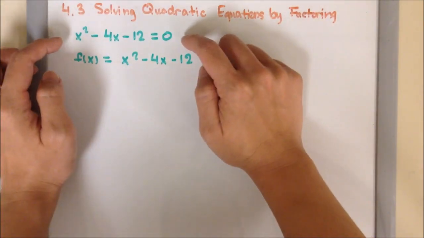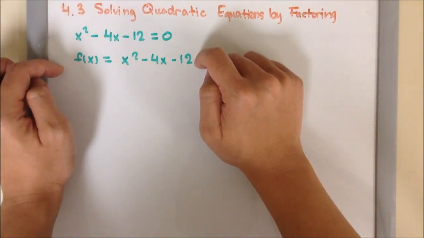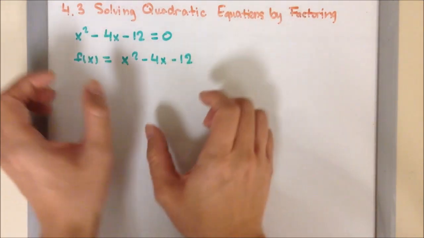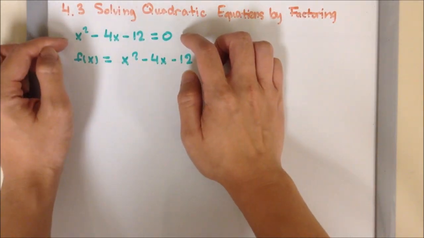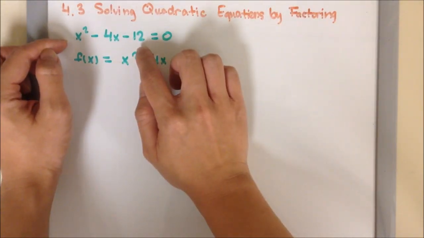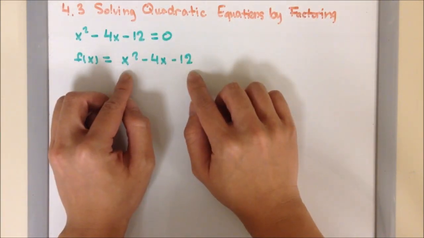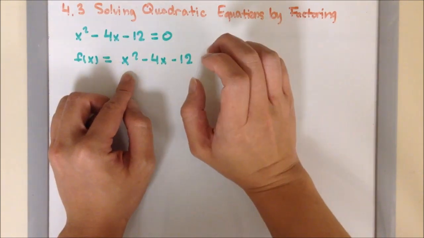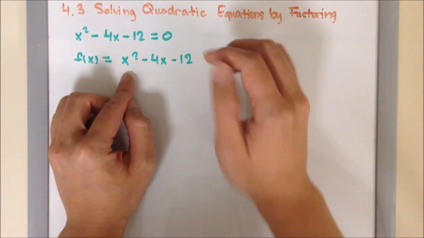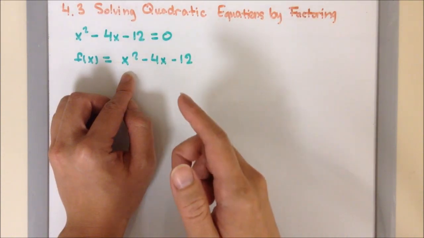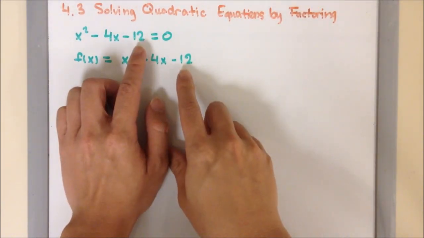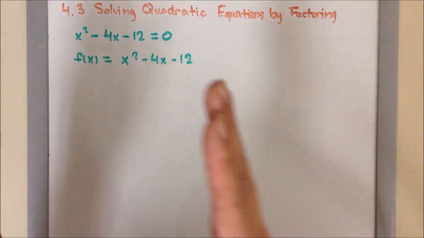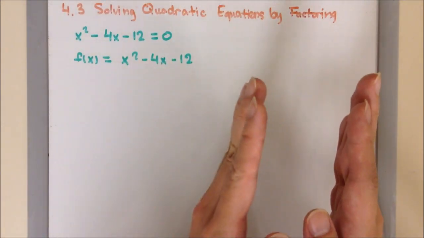So the common pattern between these two forms is that x squared, negative 4x, and negative 12, they're all on the same side. So in the first form, they're on the left side of the equal sign, and in the second form, they're all on the right side of the equal sign. So before you can do any kind of factoring, make sure that your x squared, your x, and your constant number, in this case the negative 12, everything is on the same side, regardless if it's the left side or the right side.